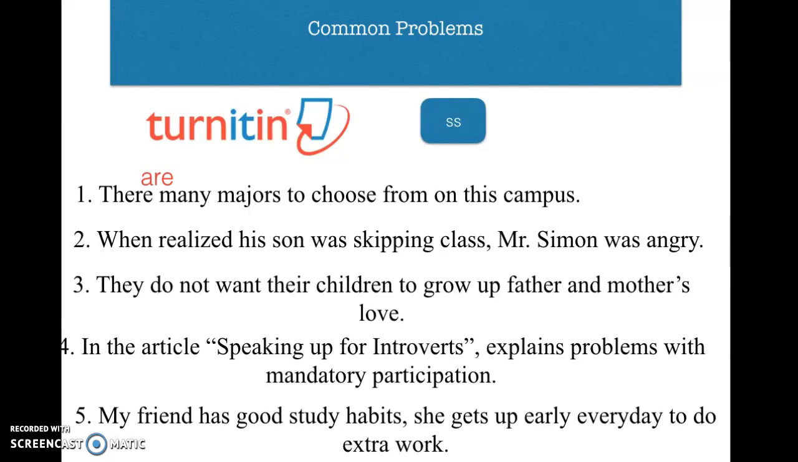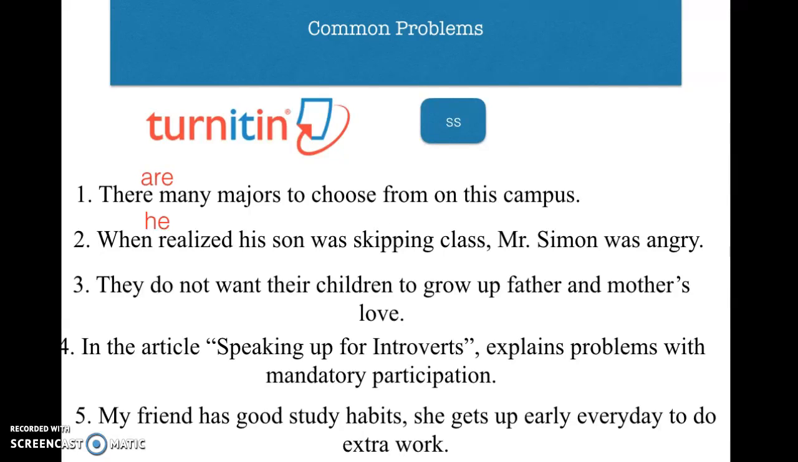When realized his son was skipping class, Mr. Simon was angry. In this case, realized is the verb, and we need the subject. Okay, when he realized his son was skipping class, Mr. Simon was angry. That's okay. Remember, every sentence needs a verb, but the verbs themselves need subjects.